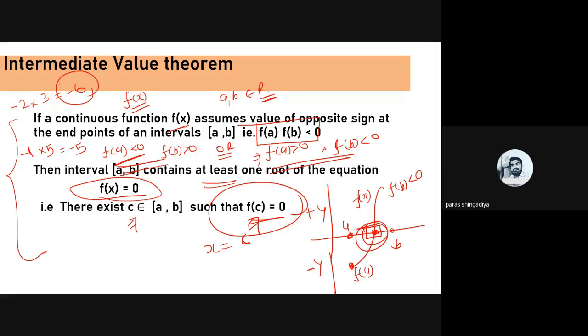Is there any doubt in this intermediate value theorem? So you can ask me. Have you any questions?